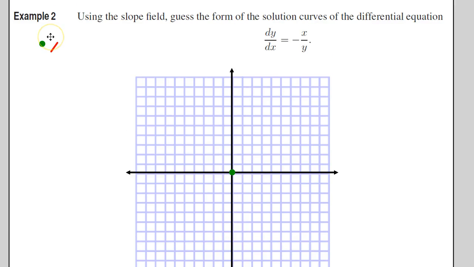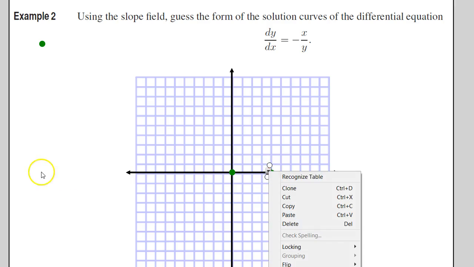Well, let's consider the point (0, 0). What would be the slope of the tangent line at that point? Well, we use the differential equation, so it would be negative 0 over 0. That is undefined, so we can't use that. So let's try another point on the x-axis. Let's try (4, 0). What would be the slope of the tangent line at that point? It would be negative 4 over 0, which means the slope is undefined, so we have here a vertical line.